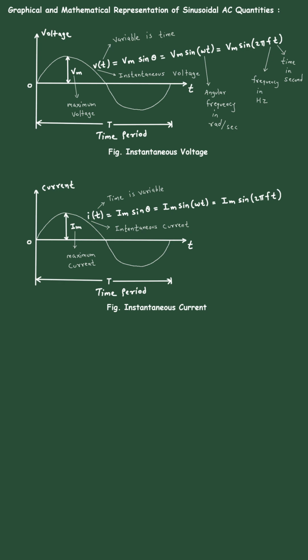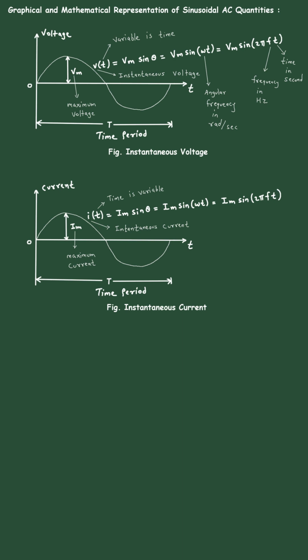Let's take a deep look into the graphical and mathematical representation of sinusoidal alternating current, or AC quantities, which are used to describe how voltage and current behave in an AC circuit over time. First, let's focus on the top diagram, which shows the instantaneous voltage. On the vertical axis, we have voltage, and on the horizontal axis, we have time.